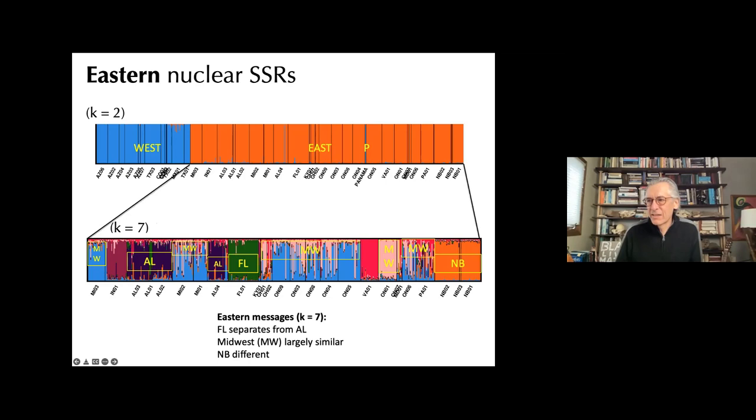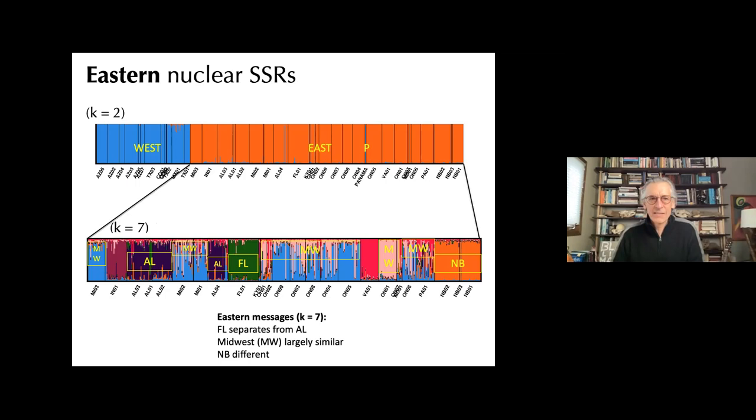And in this case, Florida separates from Alabama. The Midwest is largely similar. This is Ohio and Michigan and Indiana, et cetera. And New Brunswick is different. This is nuclear genes. So New Brunswick is coming out as different in both mitochondrial and nuclear in some cases.